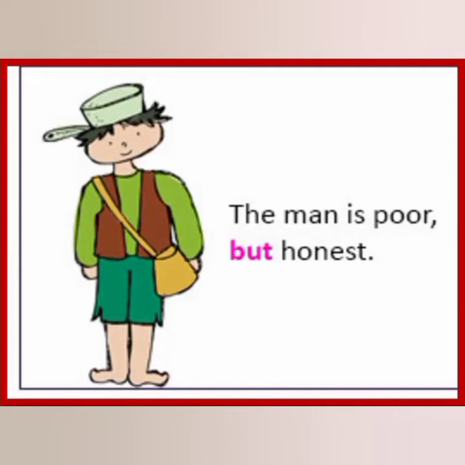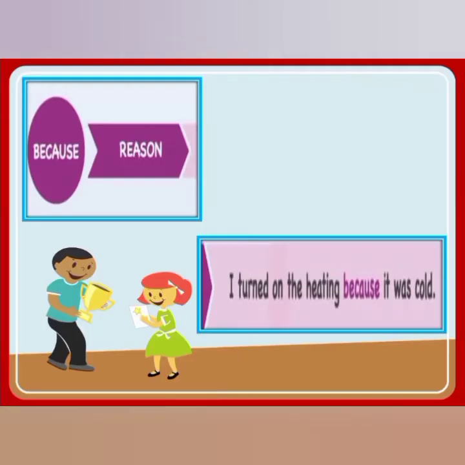Let's look at one more example. The man is poor, but honest. Fine. One side we are saying that he is poor, but on the other side we are saying that he is honest also. The next conjunction is because.